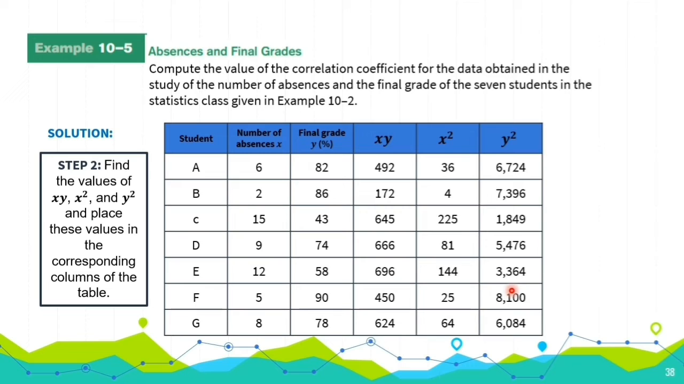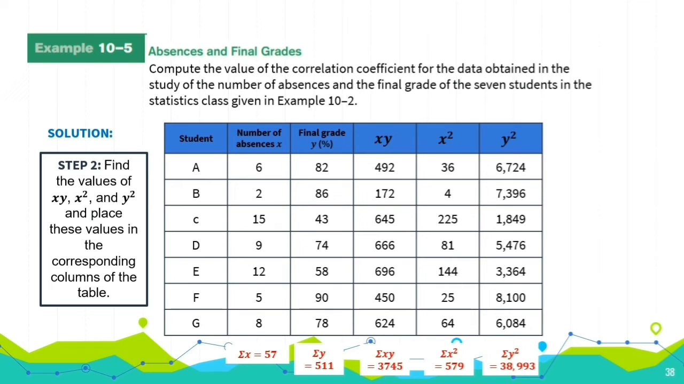After we complete the table, let's get the sum of x, y, xy, x squared, and y squared. So we have summation of x is equal to 757. Summation of y is equal to 511. Summation of xy is equal to 3,745. Summation of x squared is equal to 579, and summation of y squared is equal to 38,993.